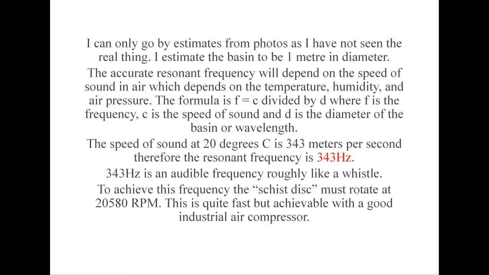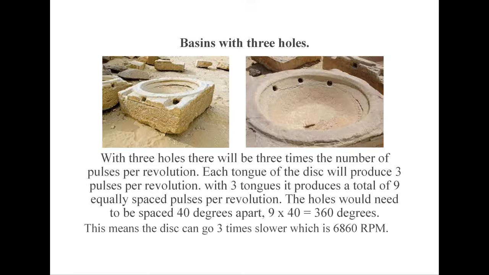The accurate resonant frequency will depend on the speed of sound in air, which depends on the temperature, humidity, and air pressure. The formula is F equals C divided by D, where F is the frequency, C is the speed of sound and D is the diameter of the basin or wavelength. The speed of sound at 20 degrees Celsius is 343 meters per second, therefore the resonant frequency is 343 Hz. 343 Hz is an audible frequency roughly like a whistle. To achieve this frequency, the schist disc must rotate at 20,580 rpm. This is quite fast but achievable with a good industrial air compressor.